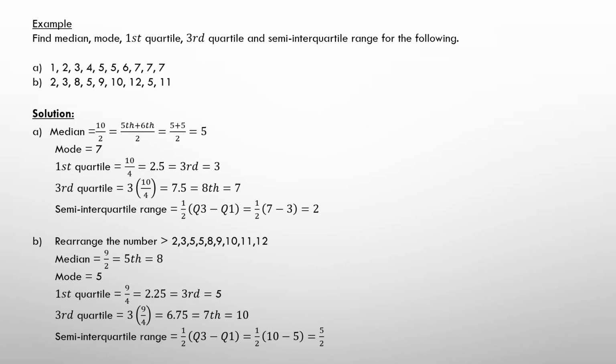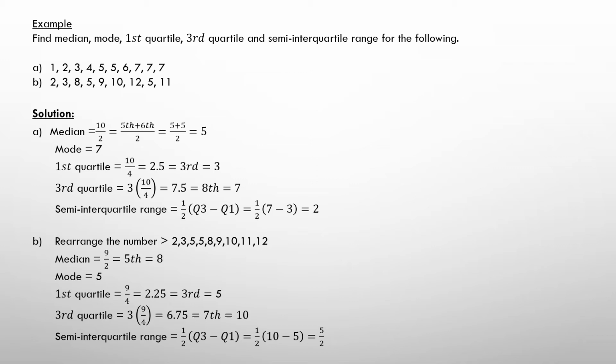So let's look at the example. Find the mean, mode, first quartile, third quartile, and semi-interquartile range for the following, A and B. The solution for A. For A, we have 10 numbers in this set of data. So n divided by 2, that means 10 divided by 2, and you will get 5.